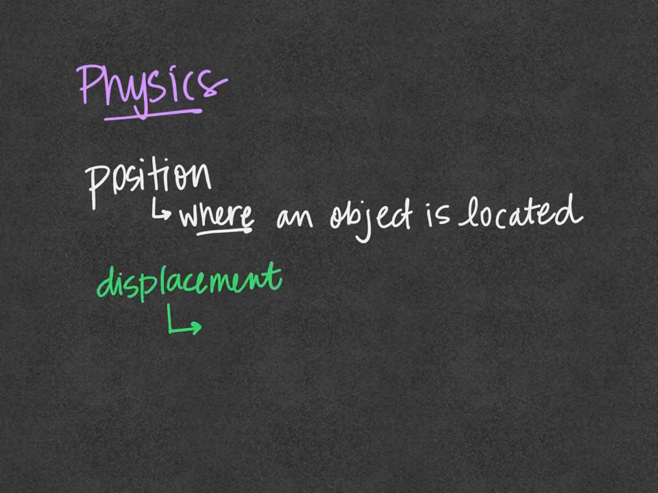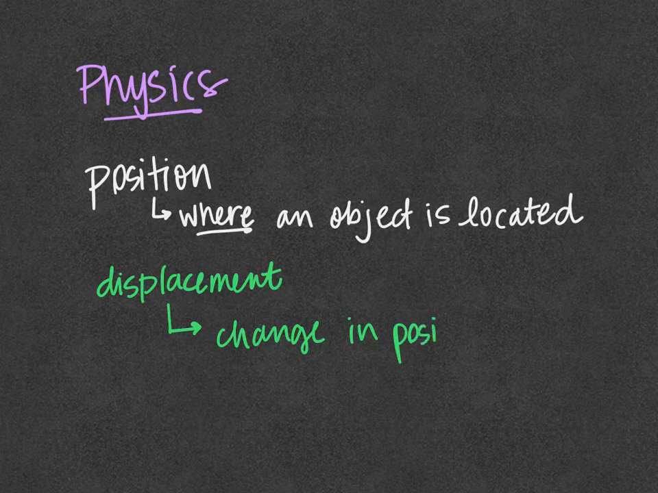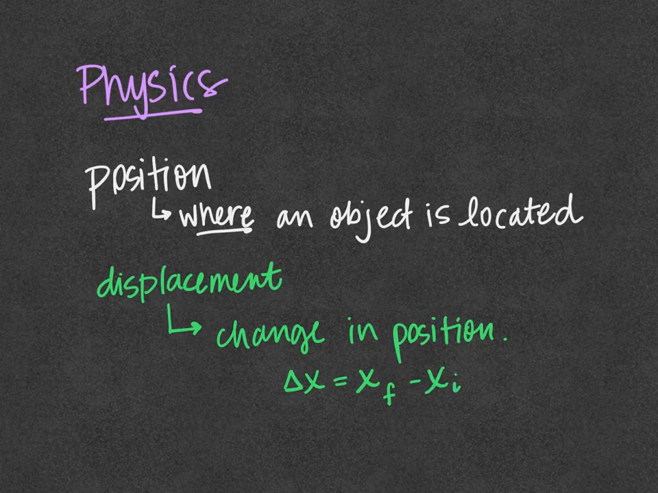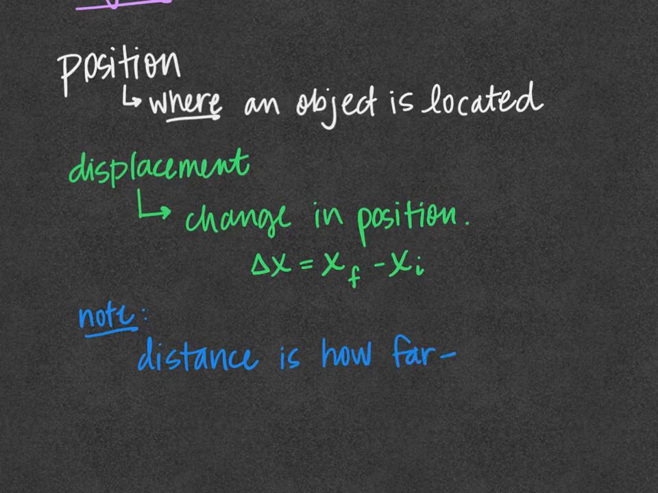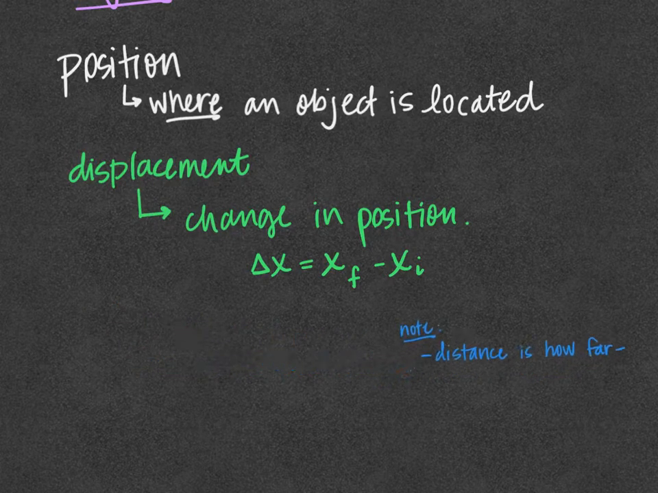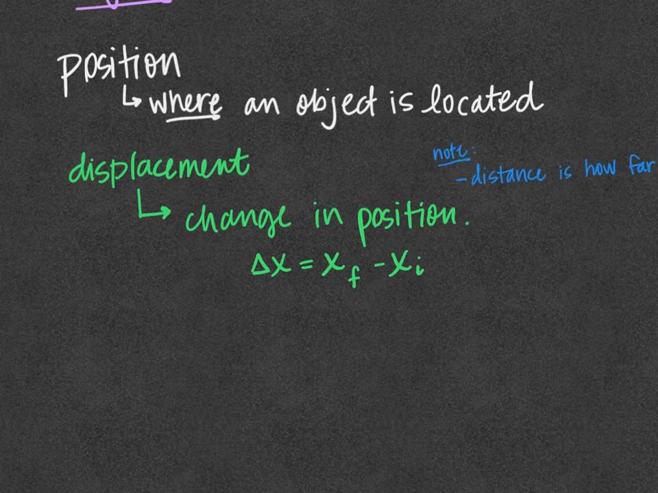So position is where an object is located, but displacement is different. It's the change in position, or delta x, which would be x final minus x initial. Now, remember, distance is simply how far. No direction, just how far. So we'll keep this little note here.